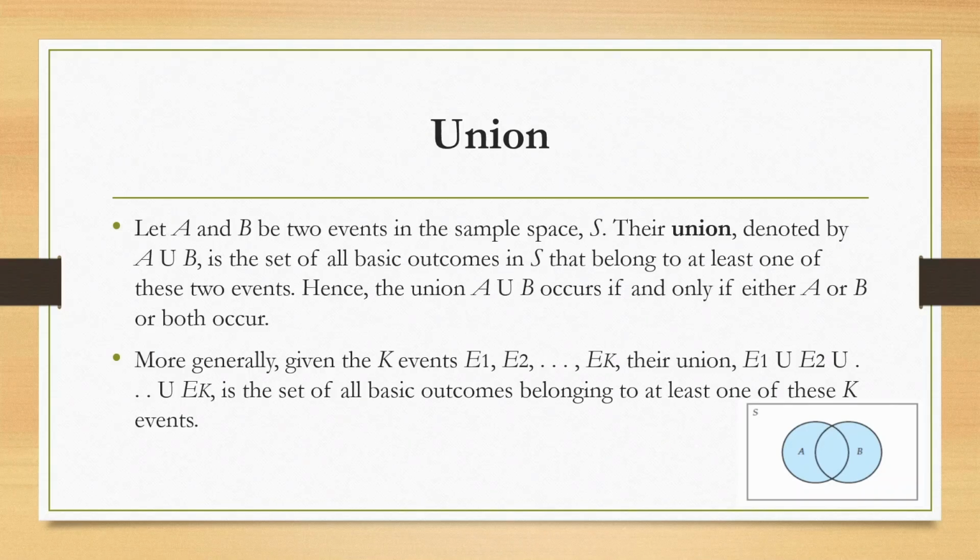And of course we have a general case for k events. Given the k events, for example E1, E2, and so on, Ek, their union E1 union E2, union E3, and so on, union Ek is a set of all basic outcomes belonging to at least one of the k events. And you also can see the diagram below. So as it says, at least one of the two events, so either event A or B or its intersection.